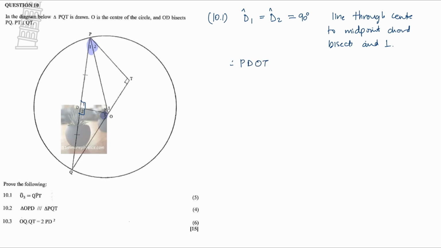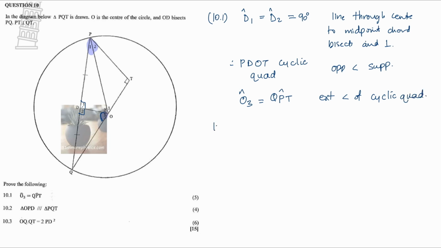So then that means that PDOT is a cyclic quad. That's because since D1 and angle T are 90 degrees, those are opposite angles and they are supplementary. So the opposite angles are supplementary. That makes O3 the exterior angle of a cyclic quad. So that means that O3 is going to equal QPT because it is the exterior angle of a cyclic quad.